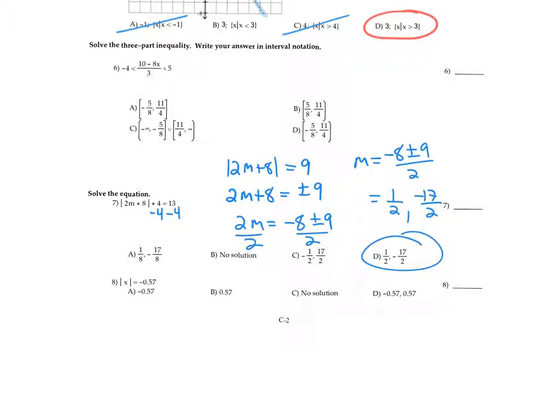For question 8, we're told that the absolute value of x equals -0.57, but an absolute value can only ever be a positive number, so this is no solution.